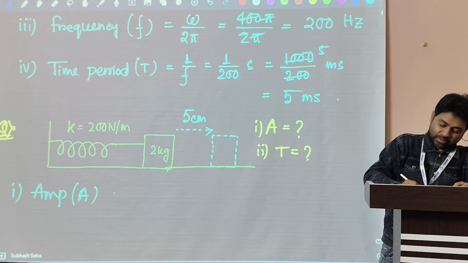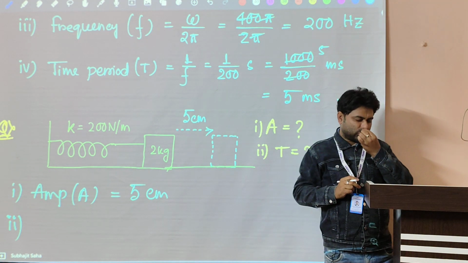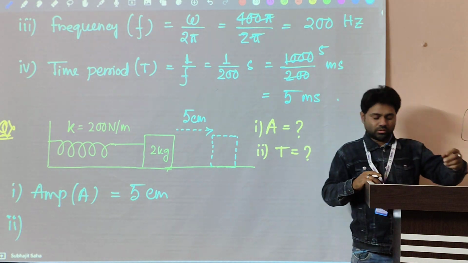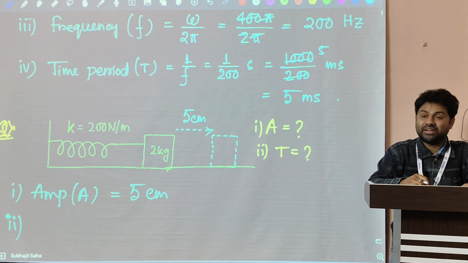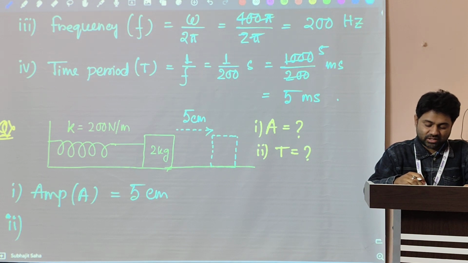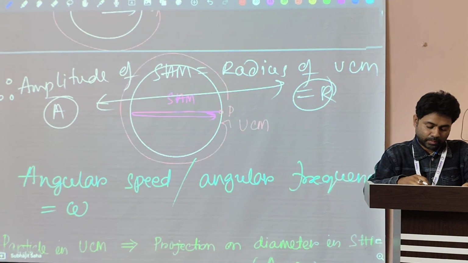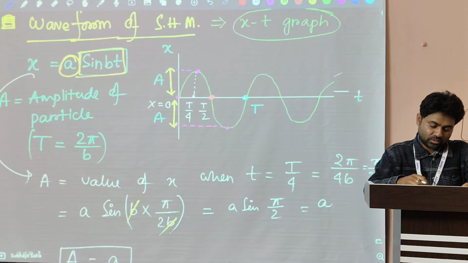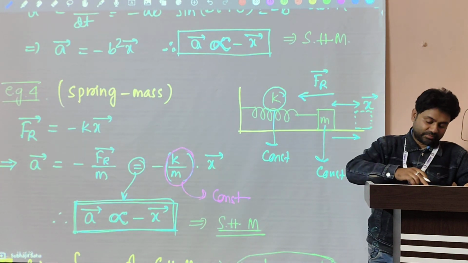So amplitude is 5 centimeter. But what about the time period? To find the time period, we will first find the omega. Look at the discussion we made on the springs earlier. The example 4, it's here.